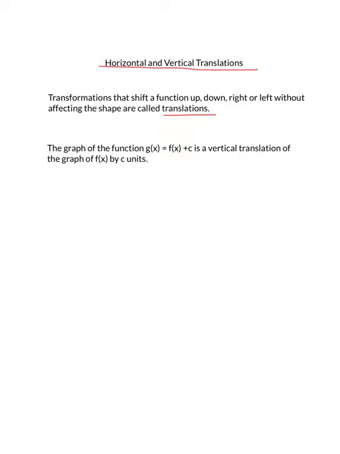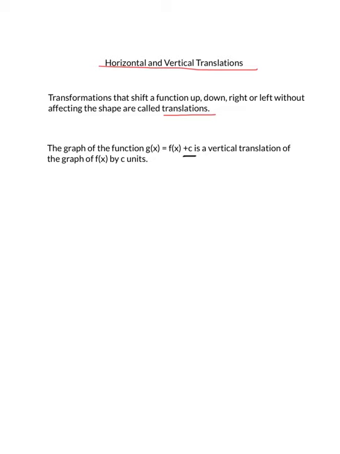Today we're going to be talking about horizontal and vertical translations. Transformations that shift a function up, down, right, or left without affecting the shape are called translations. The first thing we're going to talk about is a vertical translation, so shifts up and down. The graph of the function g of x equals f of x plus c is a vertical translation of the graph f of x.